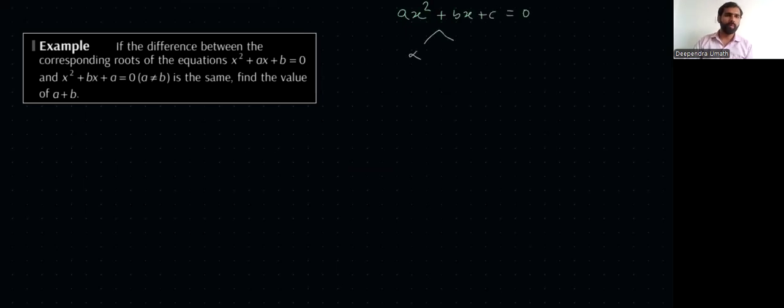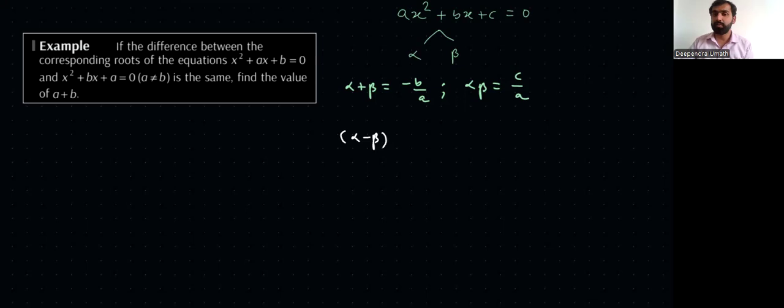Now, what I know about alpha and beta is that the sum of the roots, alpha plus beta, is always minus b upon a. And the product of the roots, alpha beta, is always c upon a. Had I asked you, what can you say about the difference of the roots? Forget the difference of the roots. Let's say alpha minus beta whole square. Can I not say that alpha minus beta square is alpha square plus beta square minus 2 alpha beta?